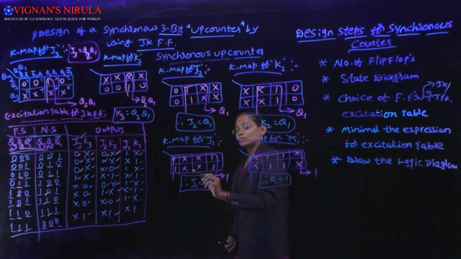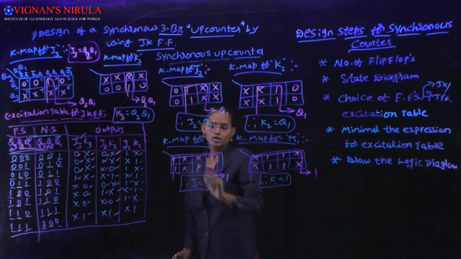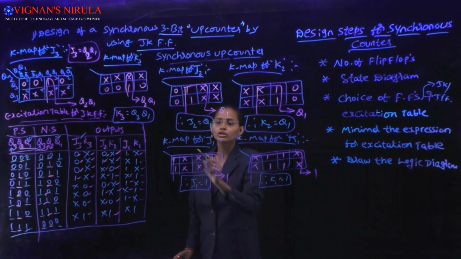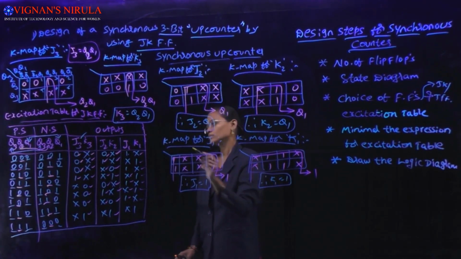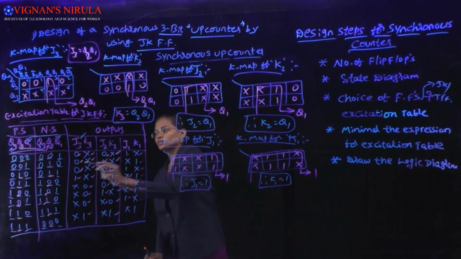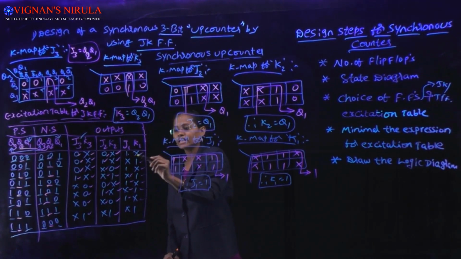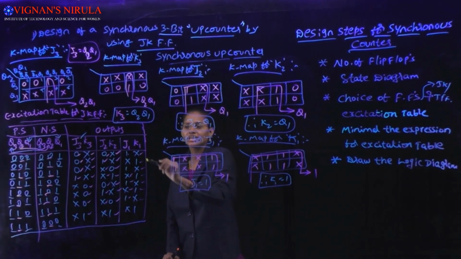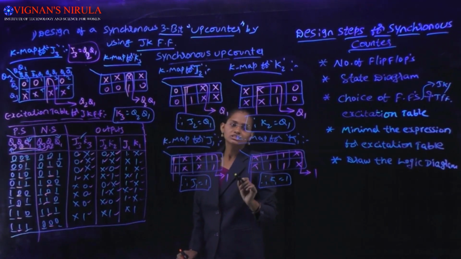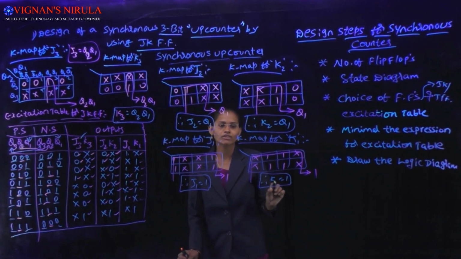Here J1 and K1 are both 1. You don't need to draw the K maps. You already know, observe the J1 K1 outputs: 1X, X1, 1X, X1, 1X, X1. This is repeated. So finally J1 equal to K1 equal to 1. You also write down J1 equal to K1 equal to 1.